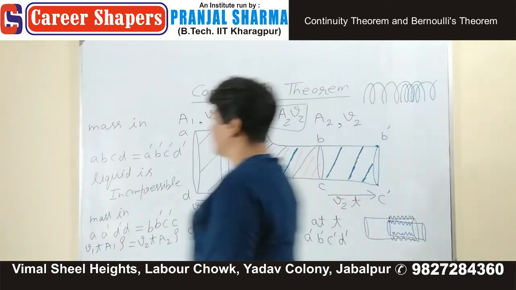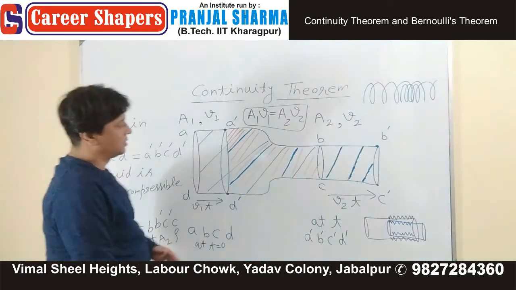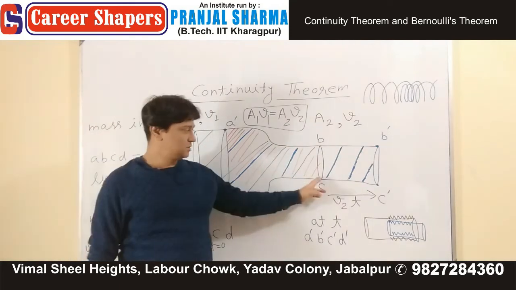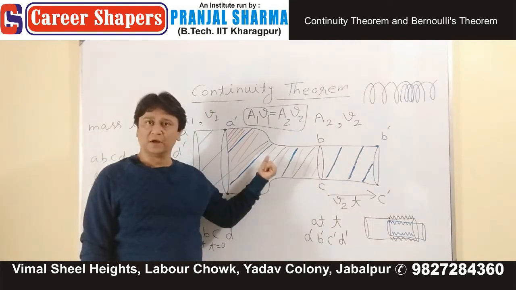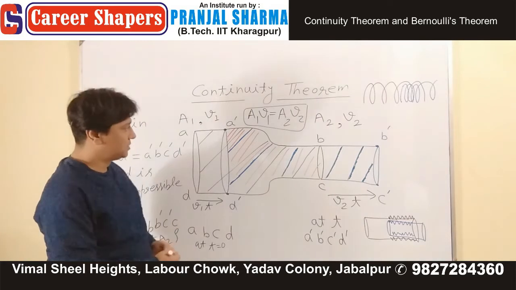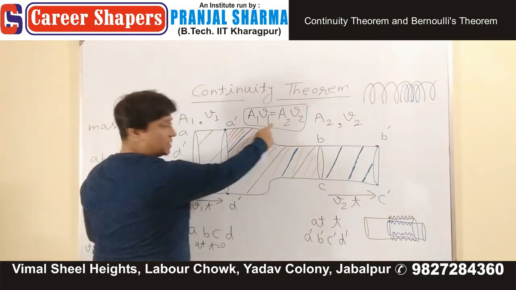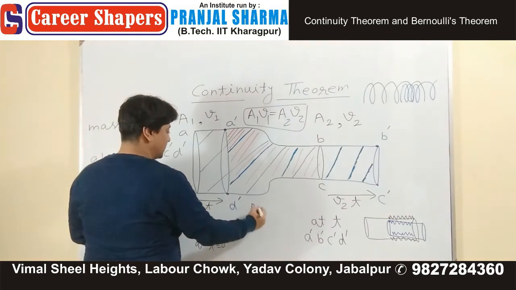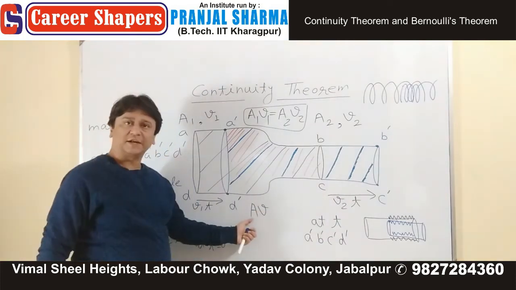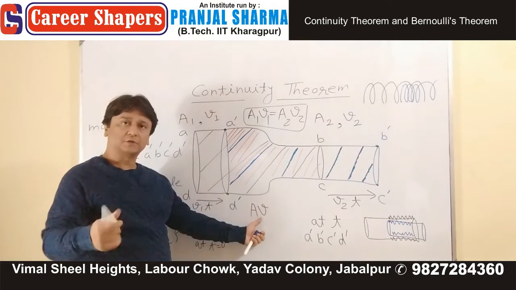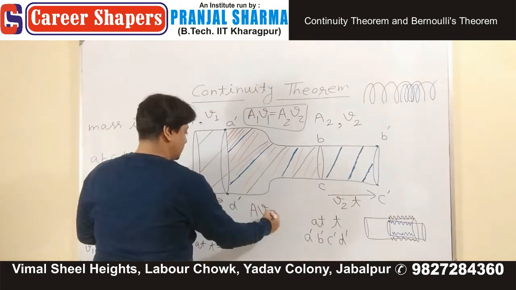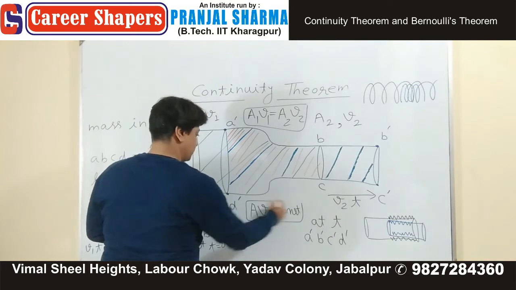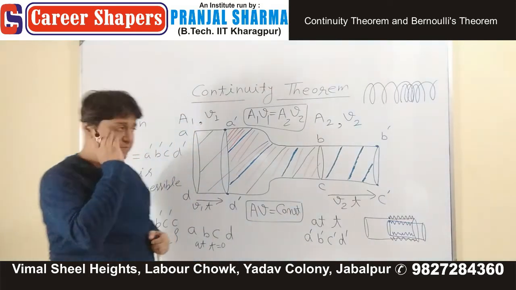Now, it may look that we are relating this cross section with this. In fact, what we have done, we have proved that, just under this you can write like this. Continuity theorem says that product of cross-sectional area and velocity at that cross-section is always a constant. Write down the final statement now.